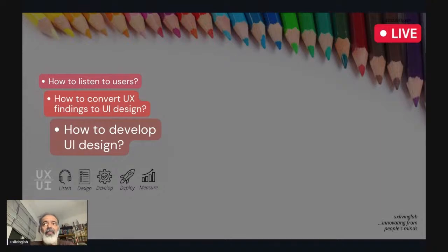So first we start with different segmentation and how to talk to different segments of people, how to collect their insights and analyze their insights. After that, we talk about how we can find the UX findings we got from those interactions, then how we can plan a UI design based on that information. Now we will talk about how to develop UI design.